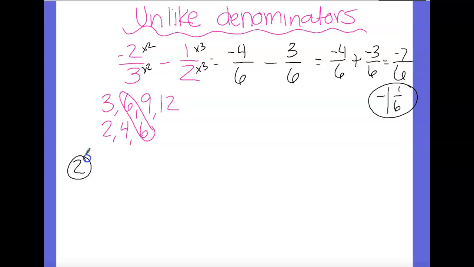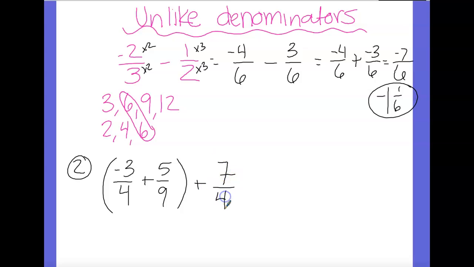Okay, example 2. Negative 3/4 plus 5/9, parentheses around that, plus 7/4. What would you want to do first on this one?